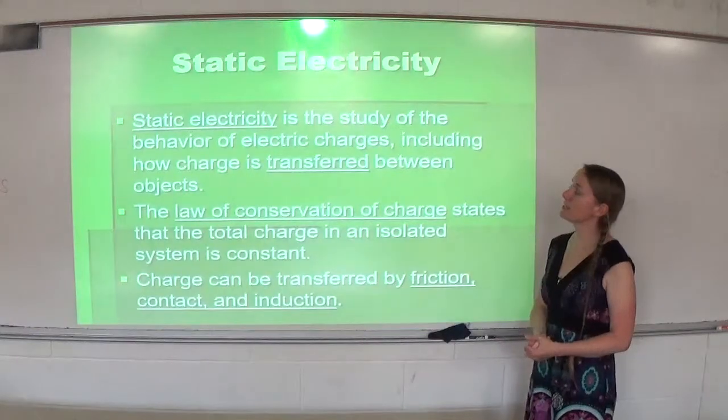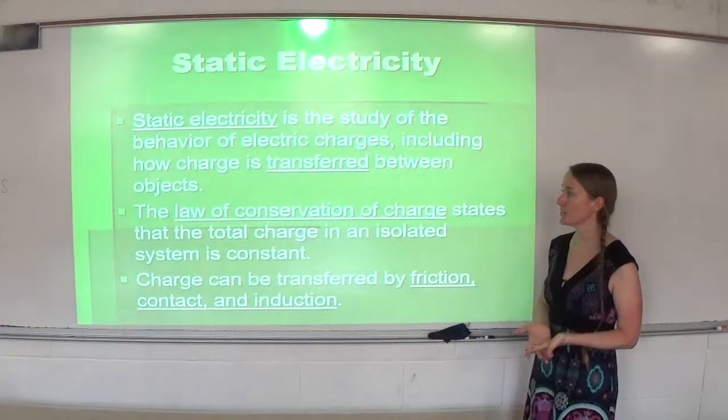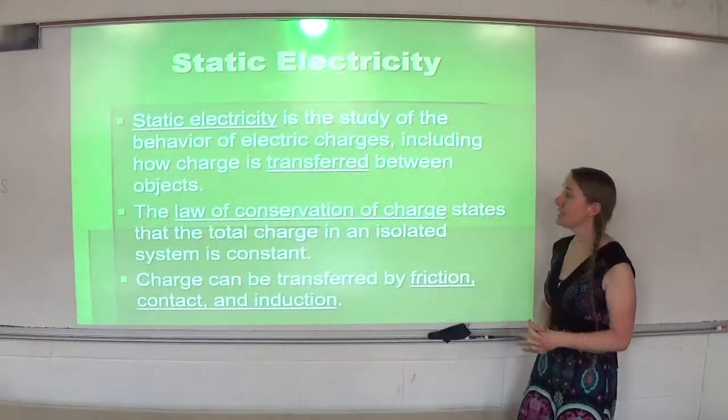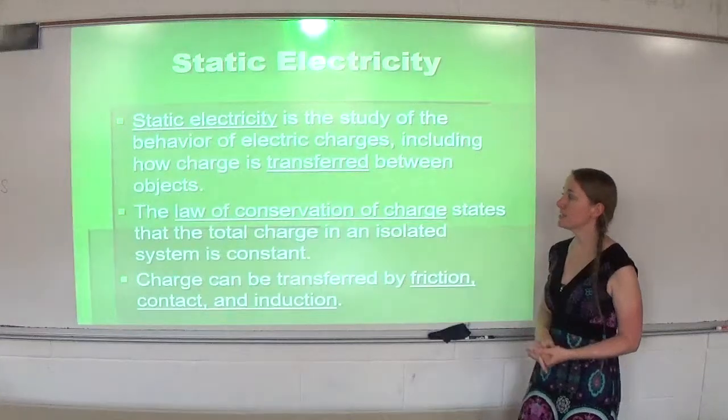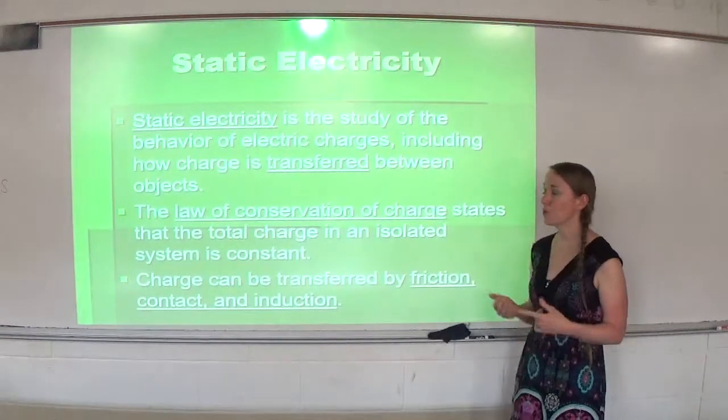Static electricity is the study of the behavior of electric charges, including how charge is transferred between objects. The law of conservation of charge, just like the law of conservation of anything, states that the total charge in an isolated system is constant. Charge can be transferred by friction, contact, or induction.